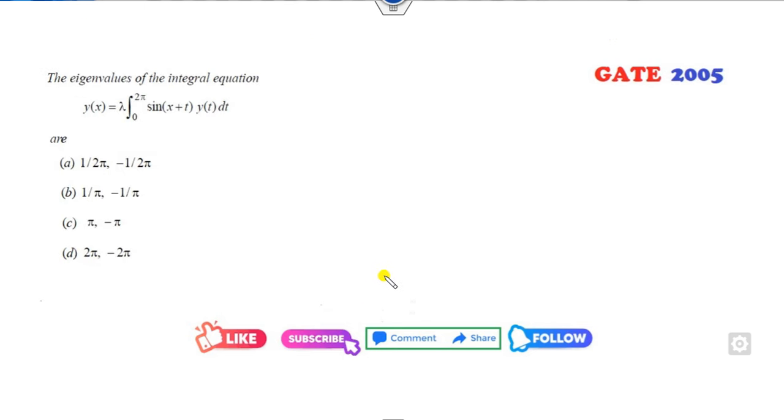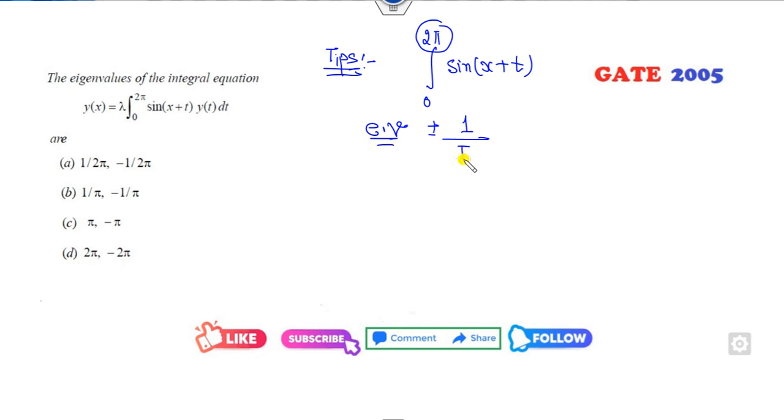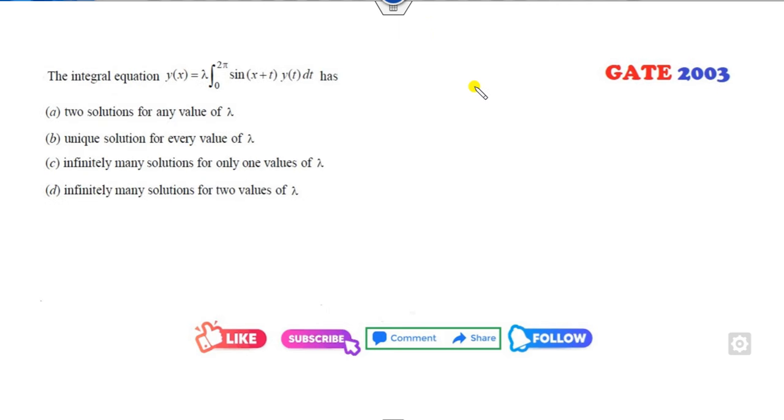Okay. The eigenvalues of this. So I gave you the tip: whenever there is an integral from 0 to 2 pi and the function is sine of x plus t, the eigenvalues are 1 over half of this. So 1 over half of this, B is my right answer. Or otherwise, you can write it as a matrix. Otherwise, you can simply remember this shortcut.